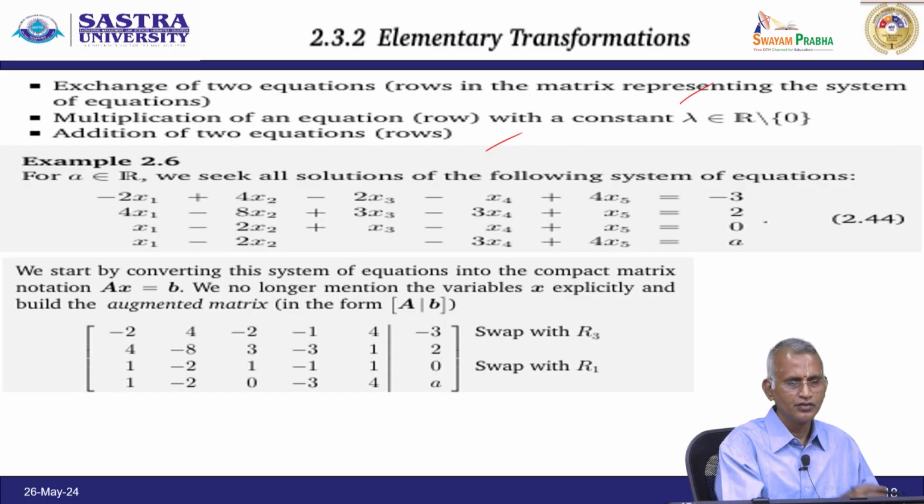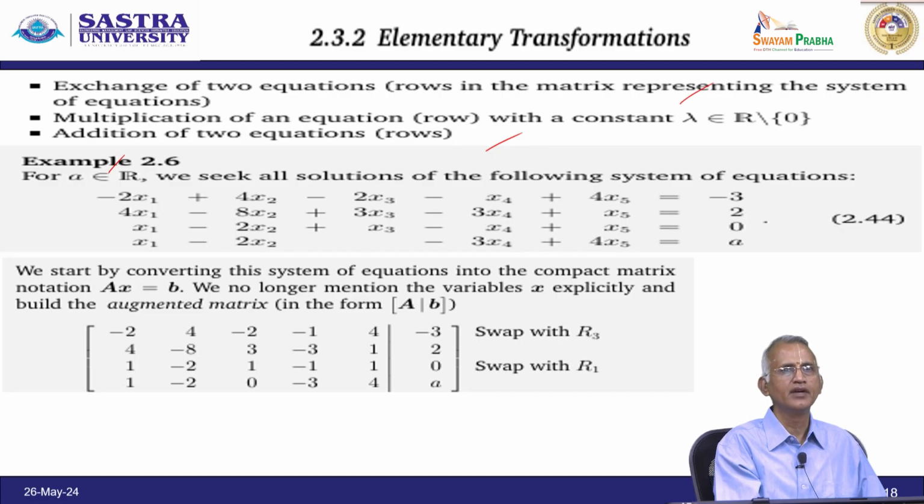For example, you take an element a in R, and we seek all the solutions of the following system of equations: minus 2x1 plus 4x2 minus 2x3 minus x4 plus 4x5 equal to minus 3. Another equation: 4x1 minus 8x2 plus 3x3 minus 3x4 plus x5 equal to 2. Another equation: x1 minus 2x2 plus x3 minus x4 plus x5 equal to 0. And the last equation: x1 minus 2x2 minus 3x4 plus 4x5 equal to a. That system represents equation 2.44. Now, we have to determine the value of a.